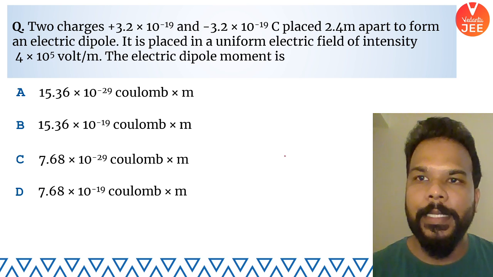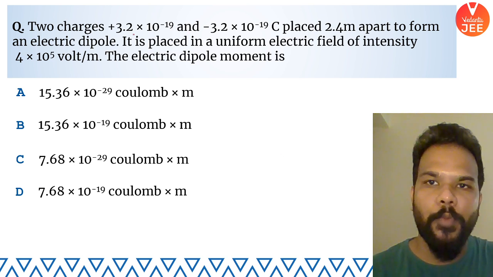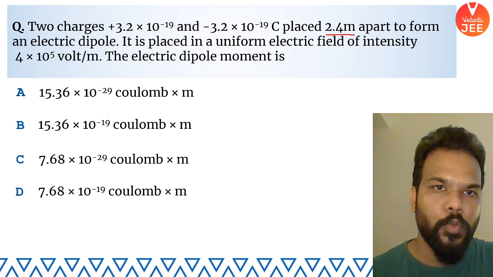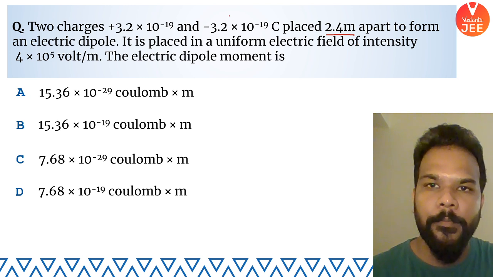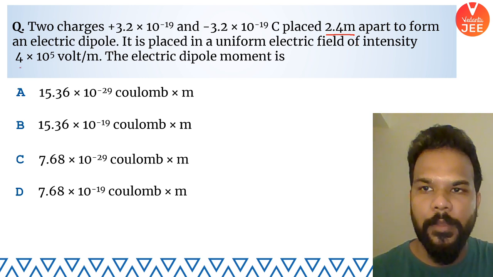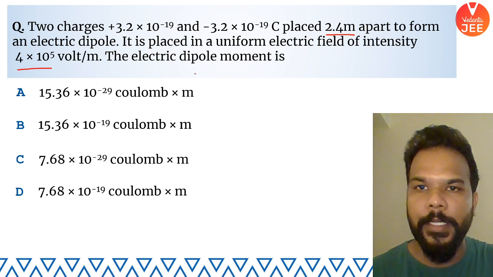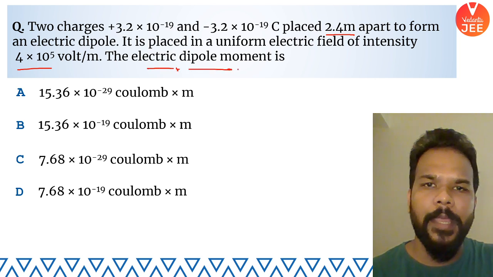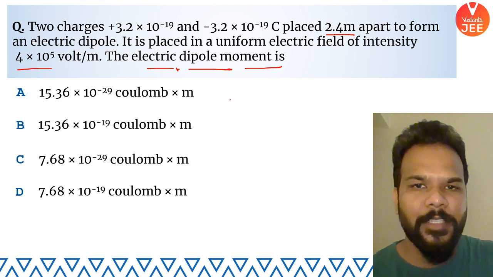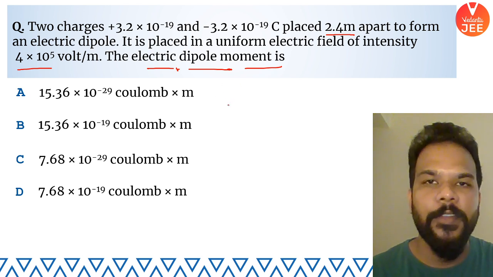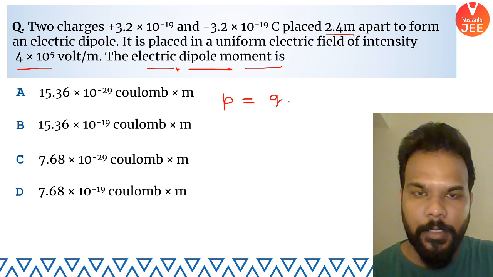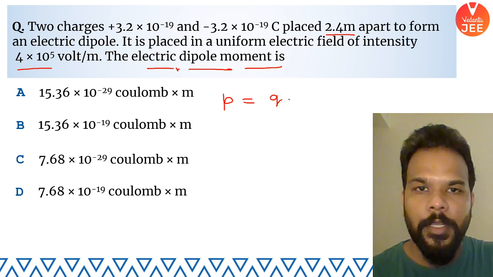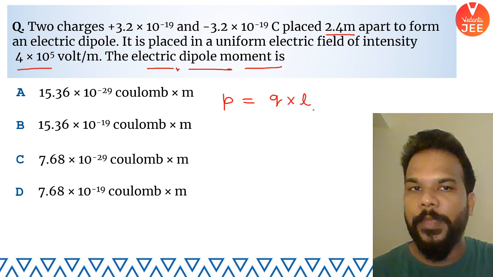Now this one, guys, it says that two charges, 3.2 into 10 to the power minus 19 and the same negative charge, are placed at a distance of 2.4 meters to form an electric dipole. Now it is placed in a uniform electric field of 4 into 10 to the power 5 volt per meter. We have to find out just the electric dipole moment. Okay, that means a lot of information is given which is not useful. We have to find out the value of the dipole moment, which we know is nothing but the value of one of the charges multiplied by the separation between the two charges.